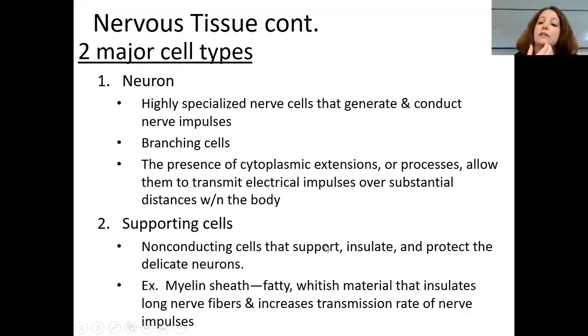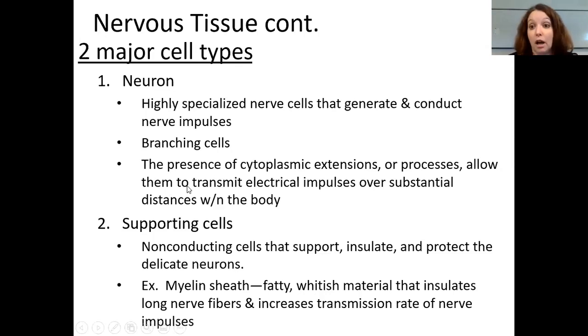There are other supporting cells in the body. Oh, I'm sorry, let me finish the neuron. The neuron is a branching cell, like I showed you. It has the dendrites that are smaller branches, dendritic in reference to trees in Latin. And then the axon can be a very long branch coming off of it. The presence of these cytoplasmic extensions allows them to transmit electrical impulses over distances in the body.